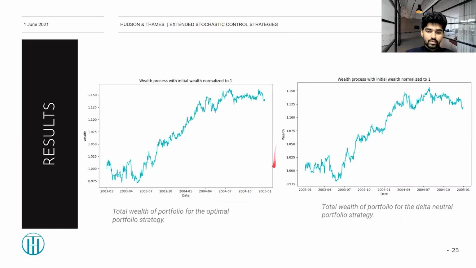Finally, let's look at the total wealth of the portfolio for the optimal portfolio strategy and the delta neutral portfolio strategy on the right-hand side. Again, we can see here that the wealth process calculated for both the strategies moves pretty close to each other. And we can also see that we have generated quite a good profit over 2 years by using these strategies, although there are some drawdowns here.